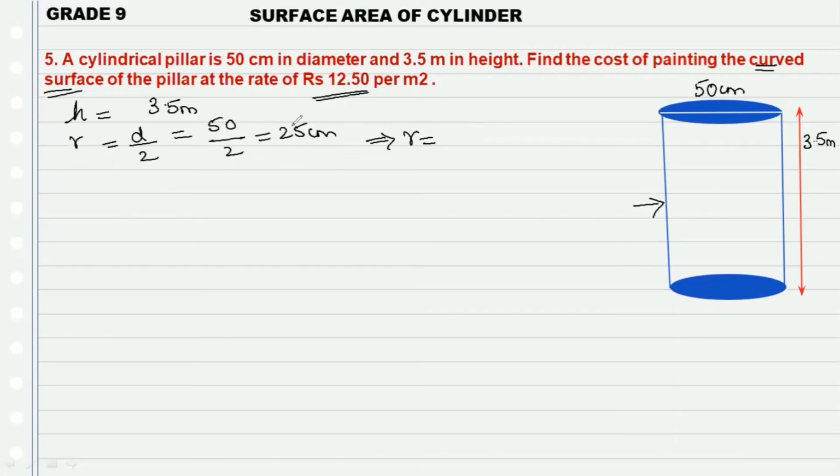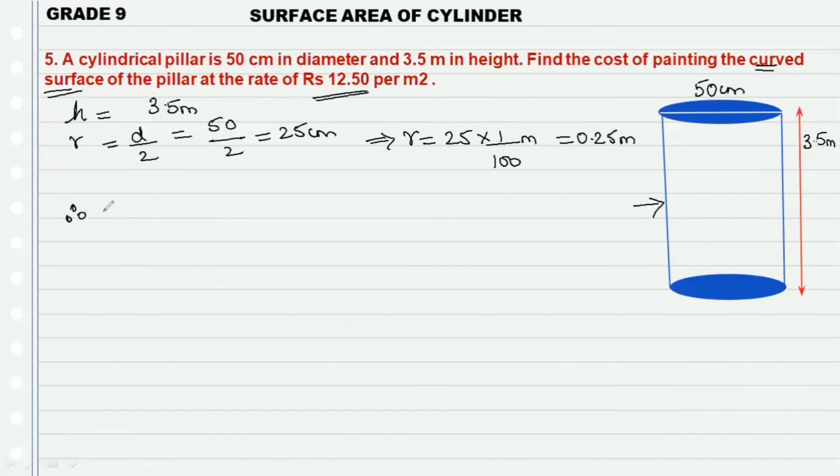Now we have to convert centimeter into meter or meter into centimeter. Okay, anyways it will be correct. So let's convert centimeter into meter. We get 25 into 1 upon 100 meter. That will give me 0.25 meters. Okay, 1 meter is 100 centimeter, so when you are converting centimeter into meter, it will be divided by 100. Clear till here?